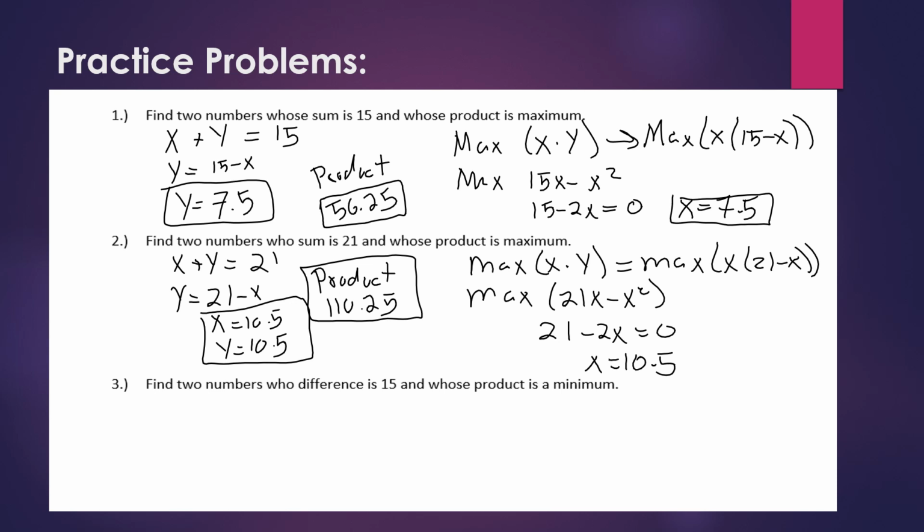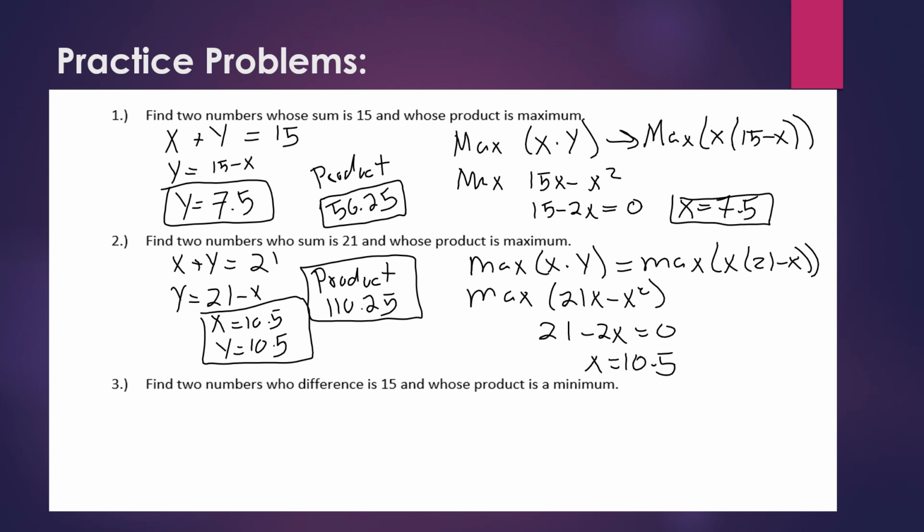The idea is they're kind of talking about squares. When we're talking about product, that's just going to be x times y. And if we want to maximize the area of a rectangle, we always get a square. That's why our x's and y's are continuously being the same number. So let's take a look at number 3 now.